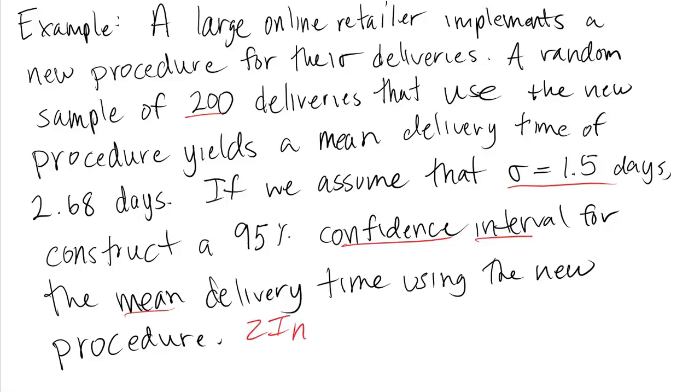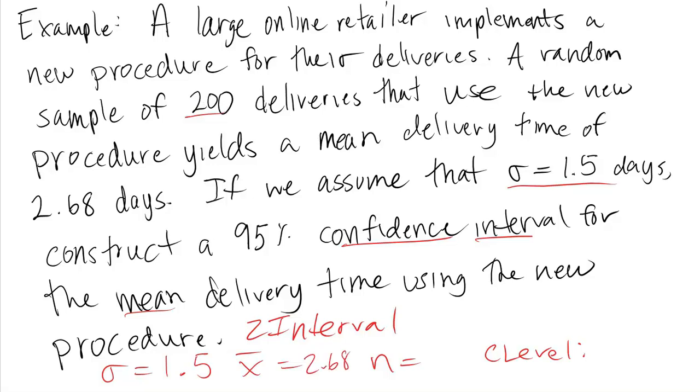And when you're using z-interval, there are 4 inputs. You need to know sigma, x bar, n, and the confidence level. I encourage you to pause the video here and see if you can pick those 4 things out. Okay, maybe that wasn't the hardest task because we had already underlined 2 of these things, but it's still worth your practice. Sigma is 1.5. X bar is 2.68. That is the mean of the 200 in the sample, 2.68. N is 200. And the confidence level is 95%.